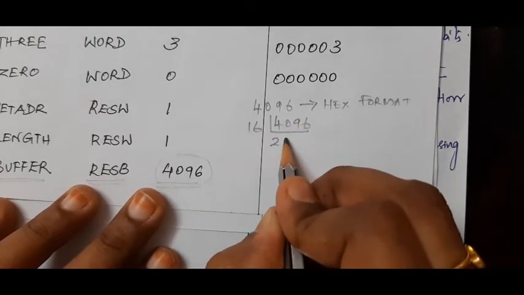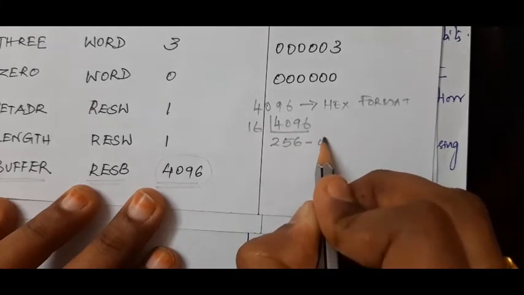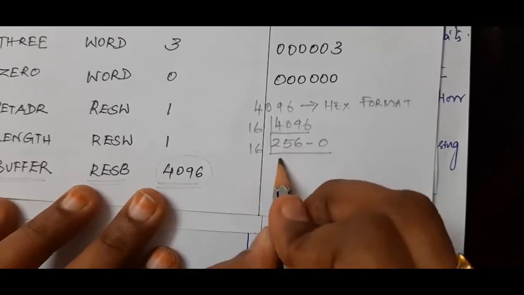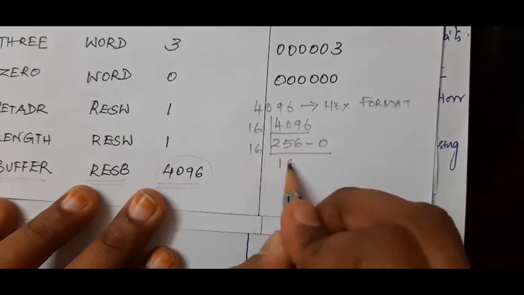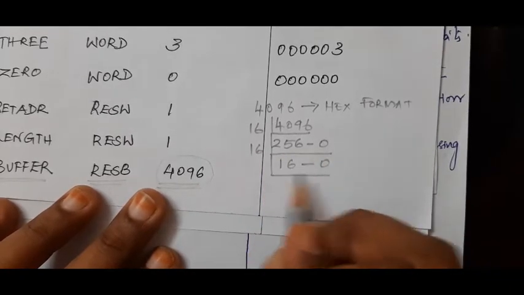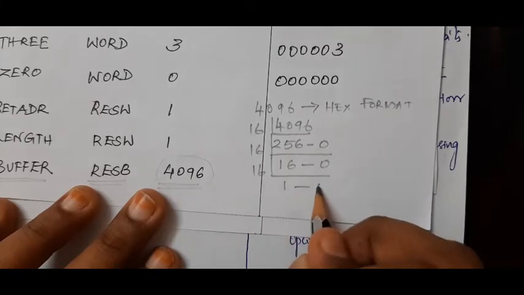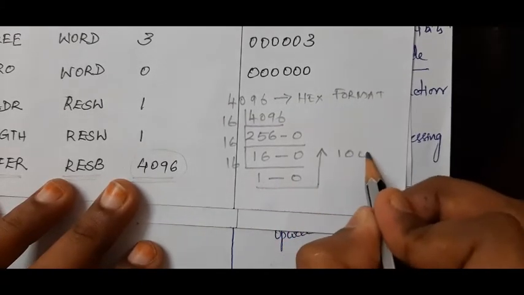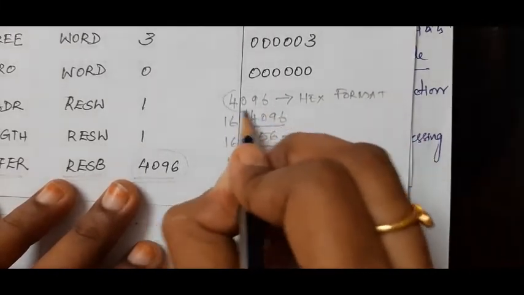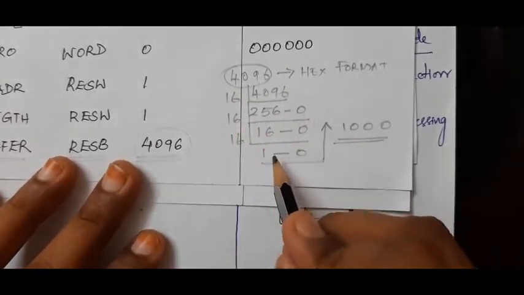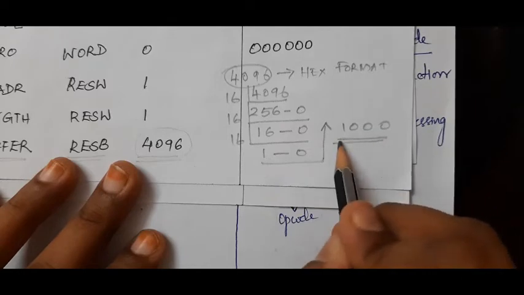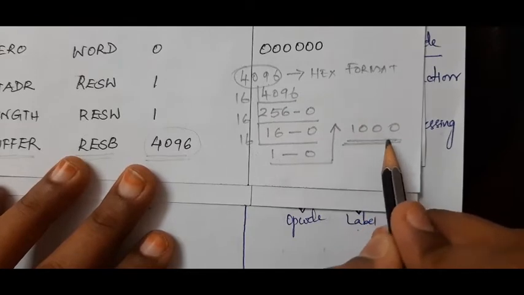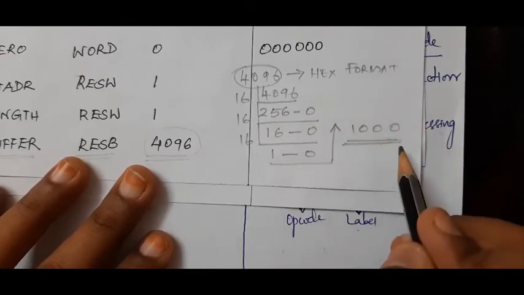256, 0. And here again 16, 5, 1, so 16. Again 1, 0. So in this we will be taking 1, 0, 0, 0. So instead of the hexadecimal format, it is converted into decimal. We'll be getting 1000, so 1000 memory spaces it is going to occupy. After the 1000 memory spaces, we'll be starting a new address.